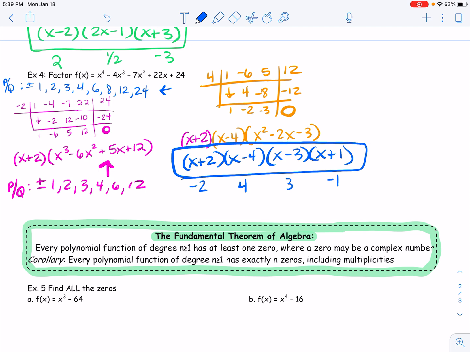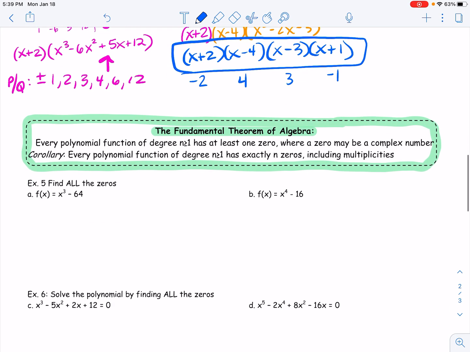But here again, let's just look at it really quick. How many zeros do we have? We have 4 real zeros. What is the degree of the polynomial? 4. Okay. Earlier I said, do you think that's a coincidence? Well, it's actually not, and here's why.